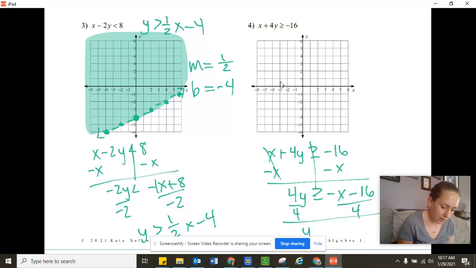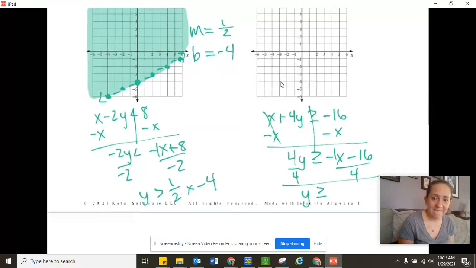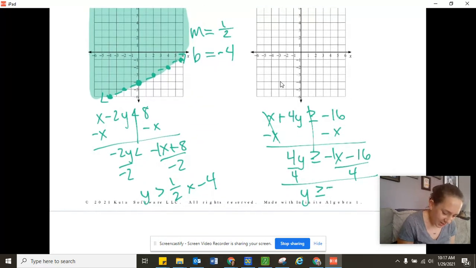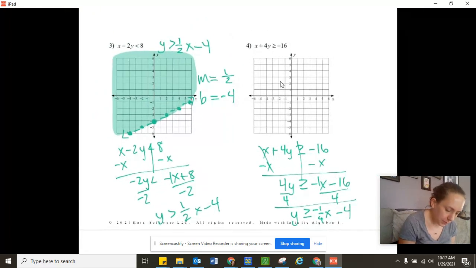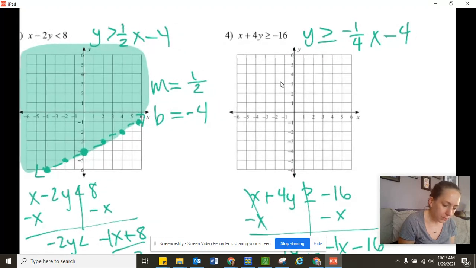So I get y is greater than or equal to, again, there's a 1 there, so it'll be negative 1/4 x minus 4. I don't change directions because I divided by a positive number, not a negative. So that changes my equation to y is greater than or equal to negative 1/4 x minus 4. So that gives me my m and my b.